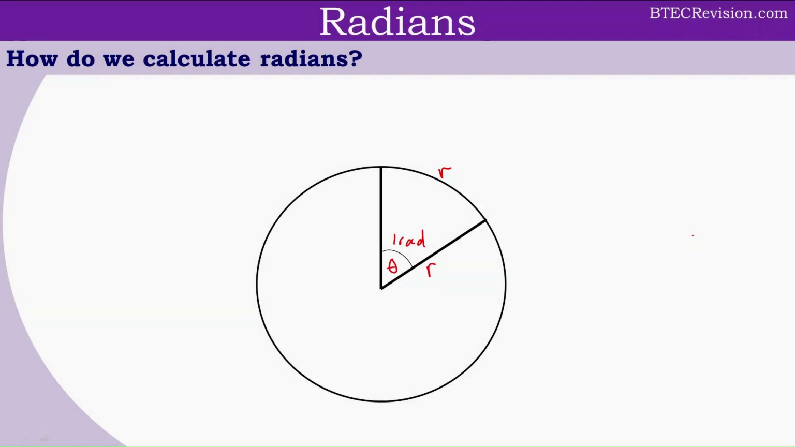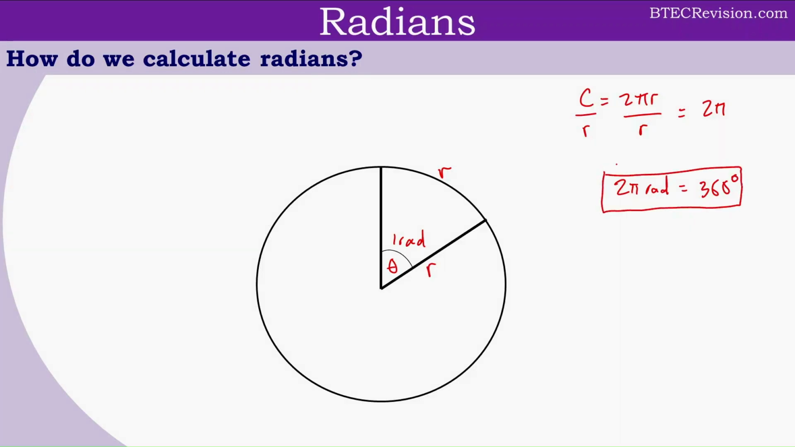We can work out the number of radians in a circle by taking the circumference, which is equal to 2 pi r, and dividing it by r, which is going to be equal to 2 pi. This means there are 2 pi radians in one circle, and we know this is equal to 360 degrees. So therefore, we can say that 2 pi radians is equal to 360 degrees. This is the key that we can use in order to convert degrees to radians and vice versa.